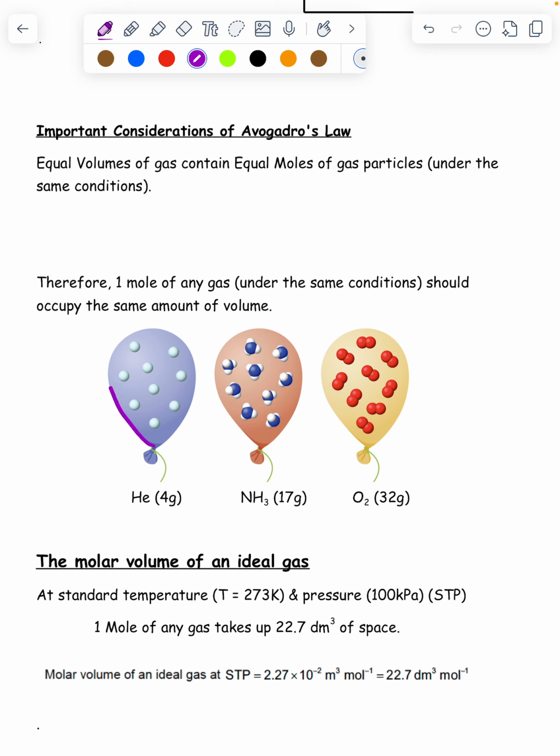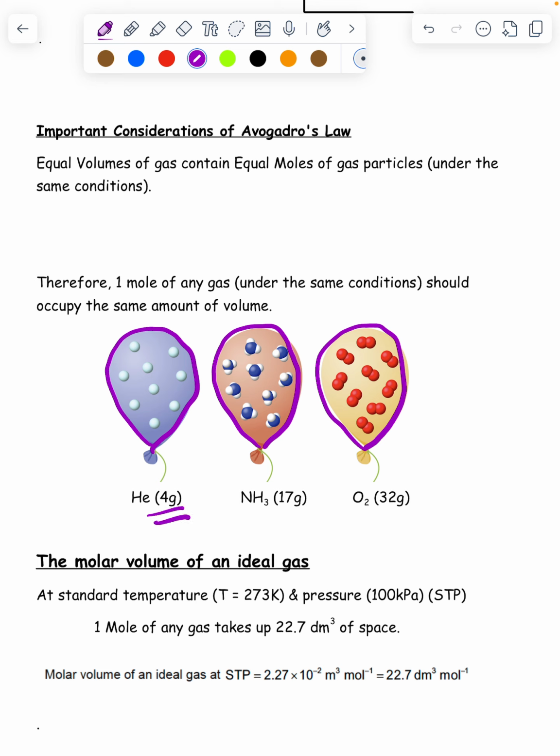So if you have a balloon of helium, and a balloon of ammonia gas, and a balloon of oxygen gas, they all contain the same number of particles. It doesn't matter what the gas is. Remember that when we have ideal gases, we assume that the particle size doesn't matter. So the fact that it's helium versus O2 does not change how much space it will take up. It does change how heavy it is. A helium balloon with 1 mole in it only weighs 4 grams, whereas one with oxygen weighs 32 grams. So a helium balloon will float and an oxygen balloon will sink, but the number of particles are equal.